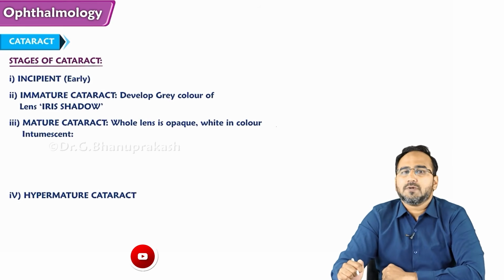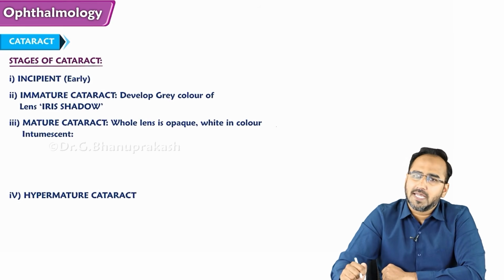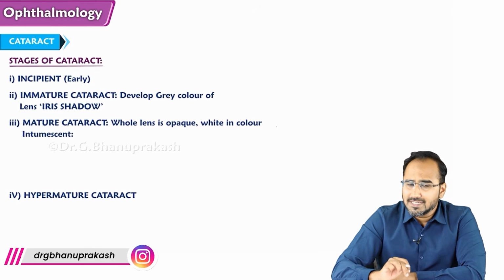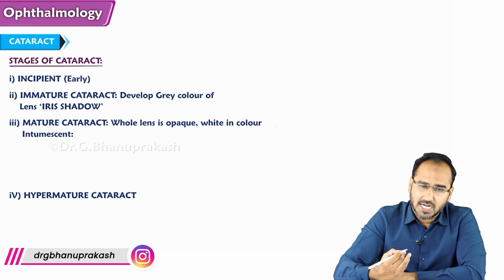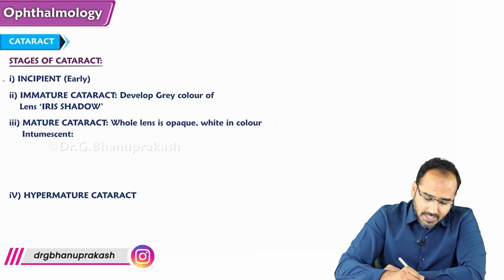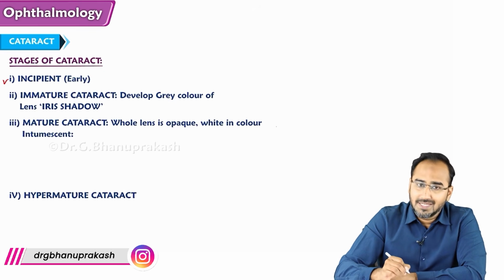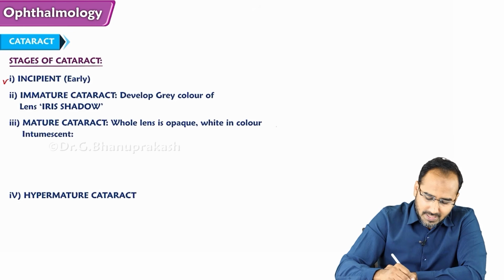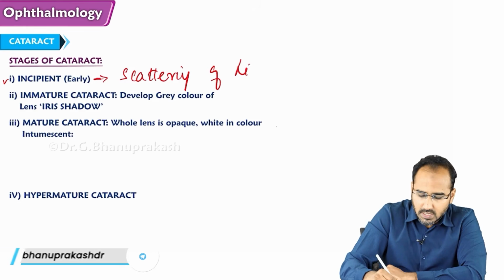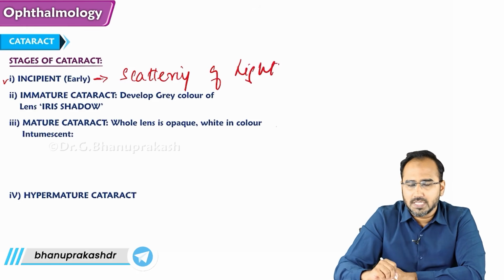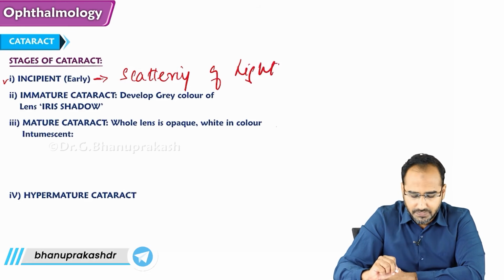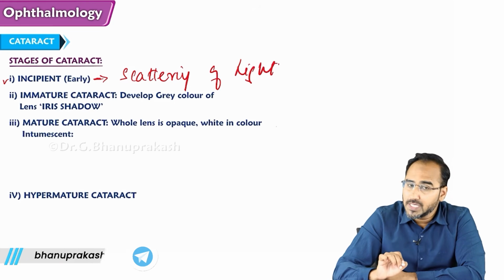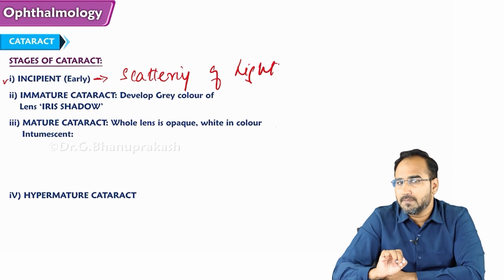Okay. Based upon the maturity, again, there are some types of cataracts. In the initial stages, the cataract which is starting to develop is called an early incipient cataract. In the early incipient cataract, the main feature of the patient is what, guys? There is scattering of light. Due to formation of cataract, the patient will have scattering of light. Okay? Next stage is the immature stage.